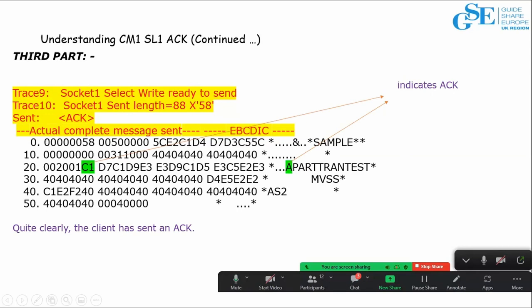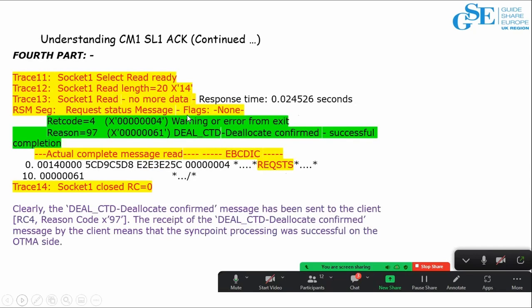If you go to the IBM documentation, it clearly lays out the dissect for this. So this is just a mapping of the dissect. This C1 and this A denotes that the client is sending out an ACK message to IMS Connect.